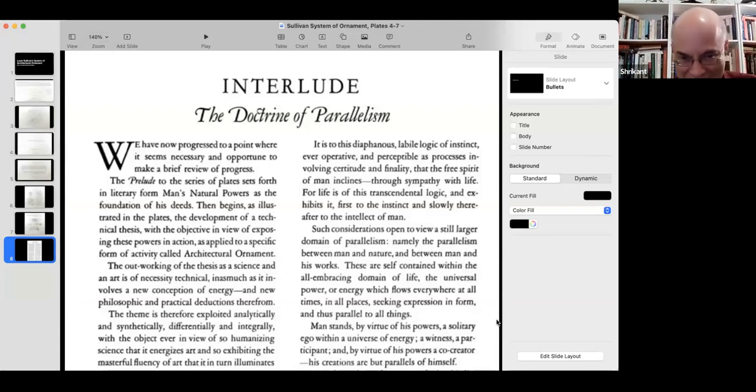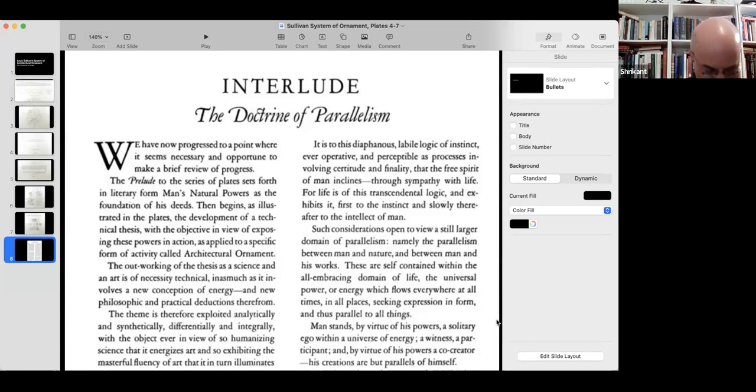We are in our series on Louis Sullivan's System of Architectural Ornament. We've come right to the middle here, and right smack in the middle of this book, there is this one-page interlude on the doctrine of parallelism. So we're going to have Rob Tracinski read it, and we'll go from there.